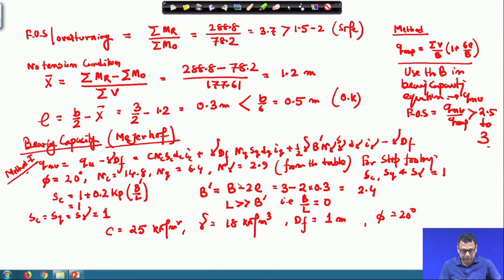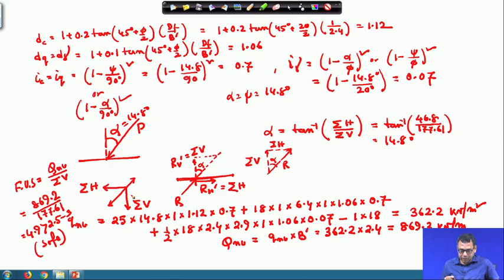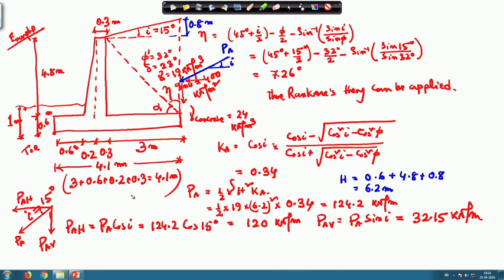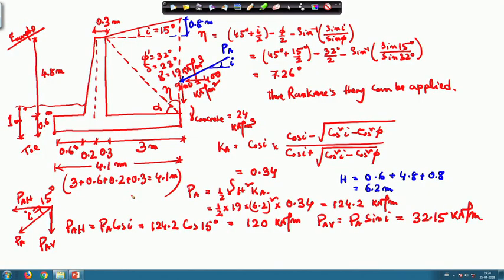I would prefer method 1, or you can use method 2 also. I have used method 1 here. In the next class, I will do the checking for this cantilever retaining wall also, as I have done for the gravity retaining wall. In a similar way I will do those 4 checkings: sliding, overturning, no tension and bearing. With this I am finishing today's class.